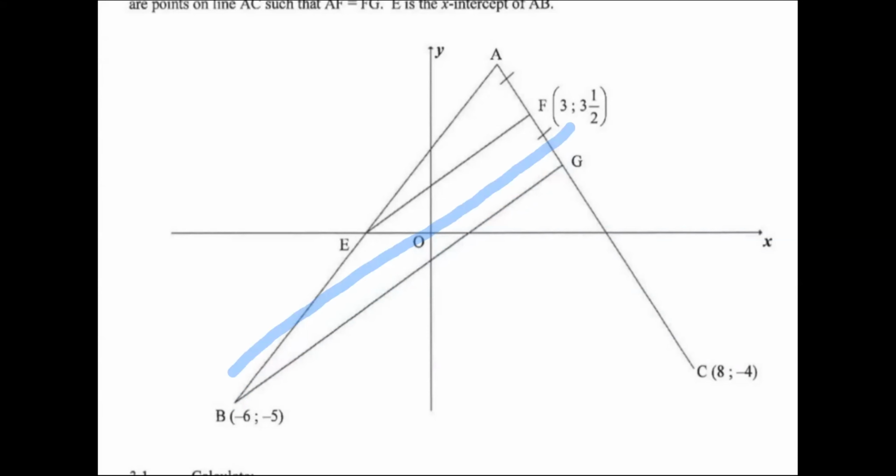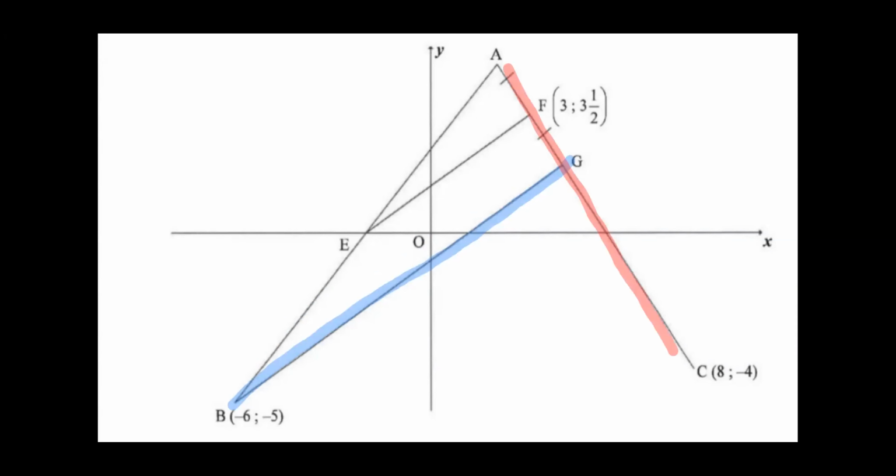So I think if we have the equation of BG and AC, then we can use a simultaneous equation to get G. Yes, that's correct, because G lies both on the straight line AC and on the straight line BG. So if we make them equal, it's where the two lines meet, right? And they meet at G. So if we make them equal, we can find the coordinates of G, and it's going to be like simultaneous equations, like Cole pointed out.